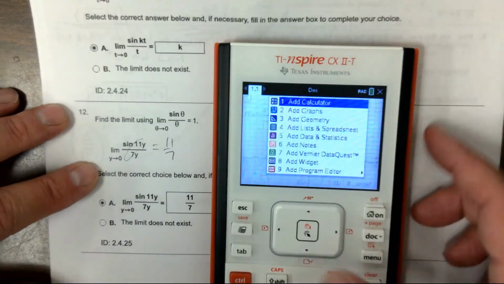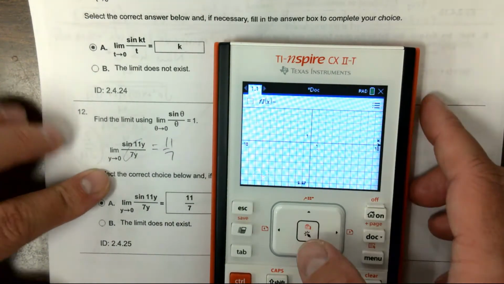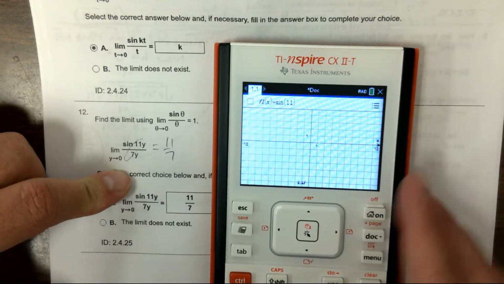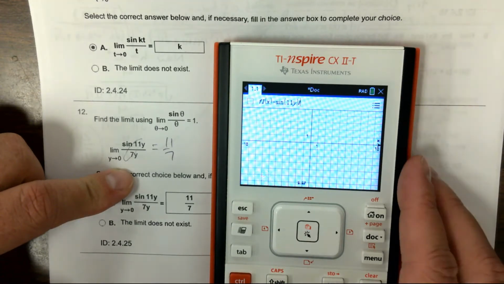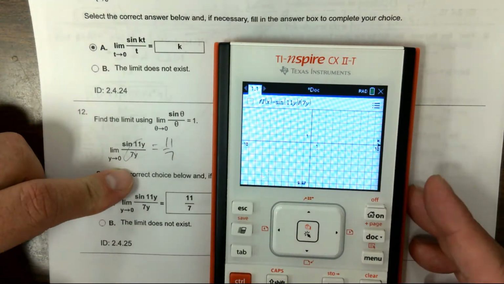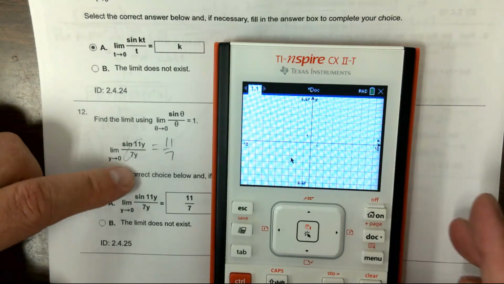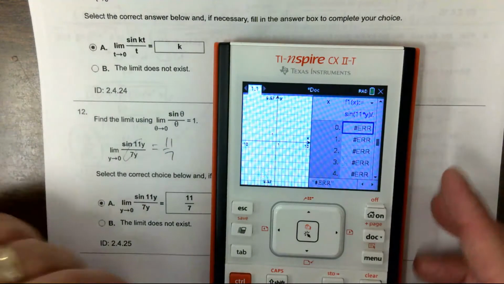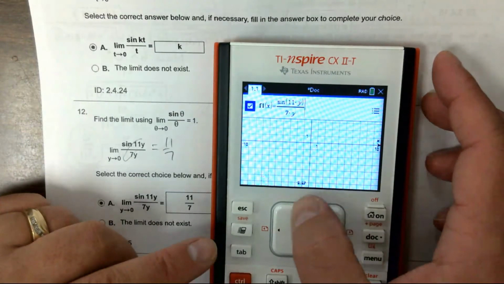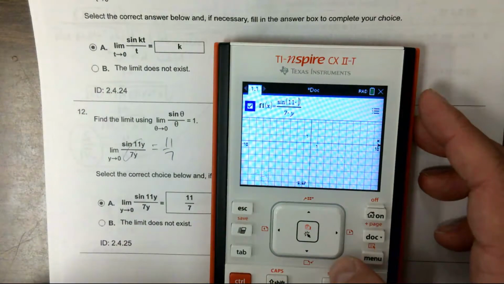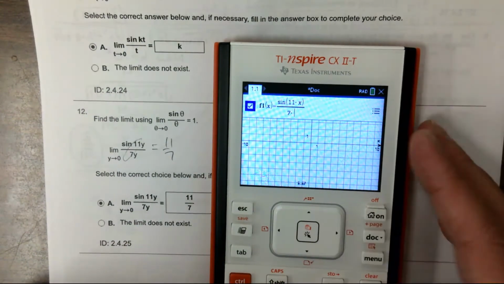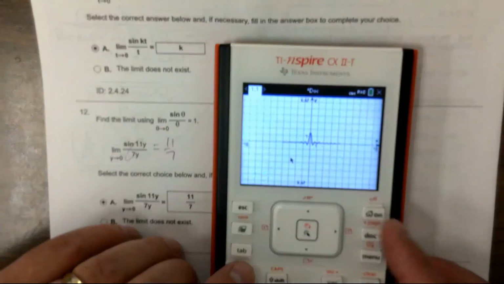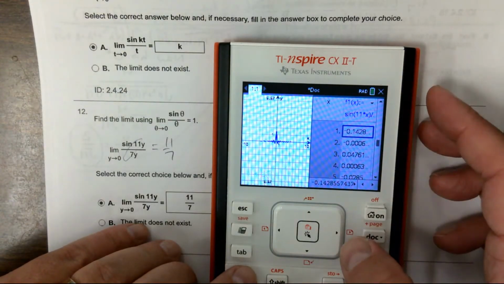So let's try it. Sine 11y divided by parentheses 7y. Go to our table. At x equals 0, it's an error. Oh, I just realized that I should have used x instead. Yeah, so when I use x, then I can see it at least, but it's going to be undefined.